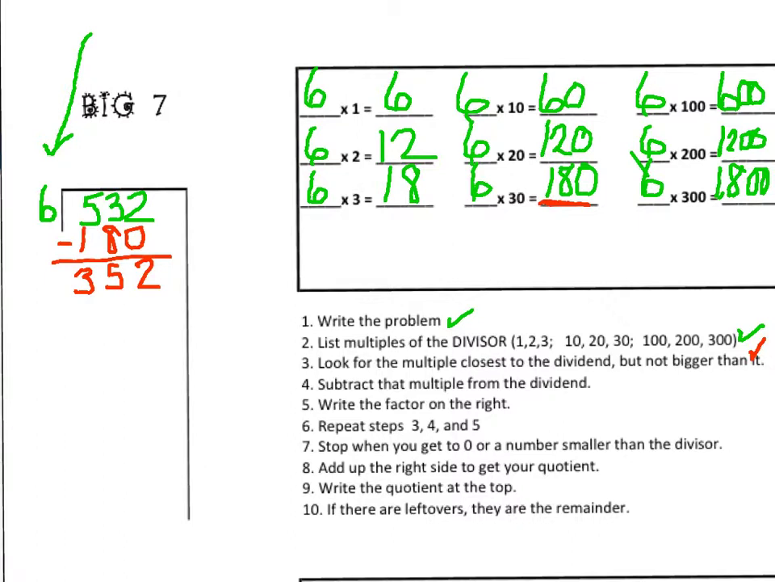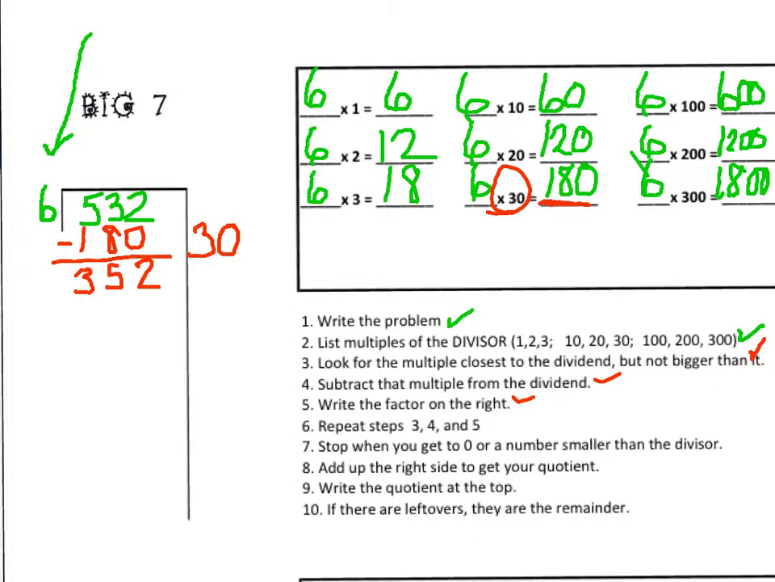Okay, so I have 352 left. I have 352 buttons left. But I have to do something here. If I gave out 180 buttons in all, that meant that I gave each group 30. So I'm going to write 30 right here. Now, I'm back to looking at the steps. Repeat steps 3, 4, and 5. Well, I have to repeat them because I still have 352 buttons left.